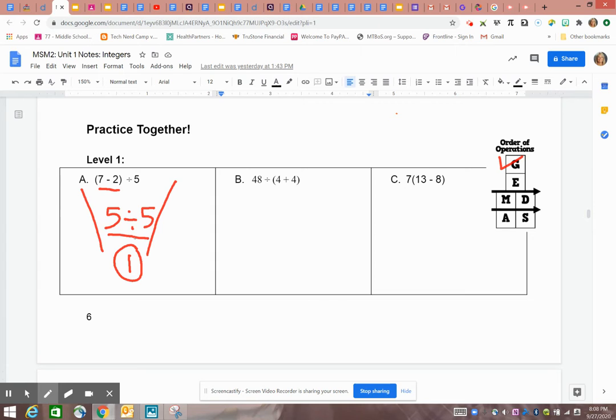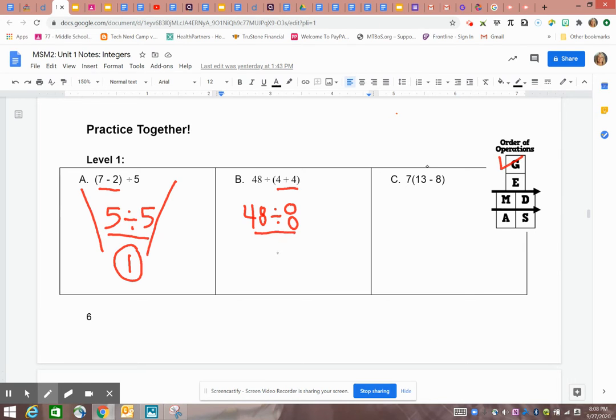Letter B, 48 divided by 4 plus 4 in parentheses. So right away, the grouping order stands out. 4 plus 4 is an 8. Now, I don't need those parentheses anymore because it was just showing 4 plus 4. So I'm going to drop the parentheses, but the 48 divided by falls right along next to it. So to finish it off, I've got no exponents, but I do have a division.